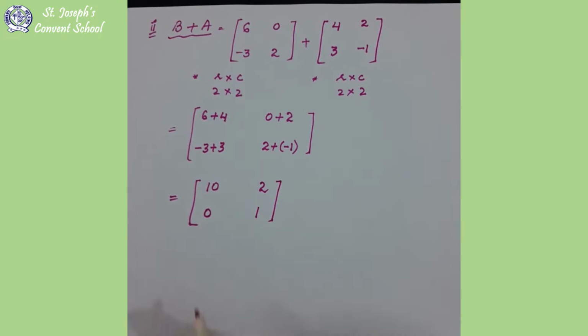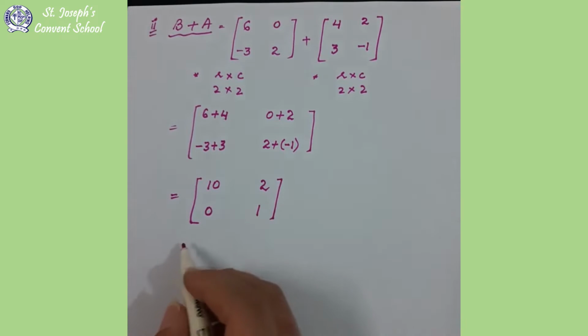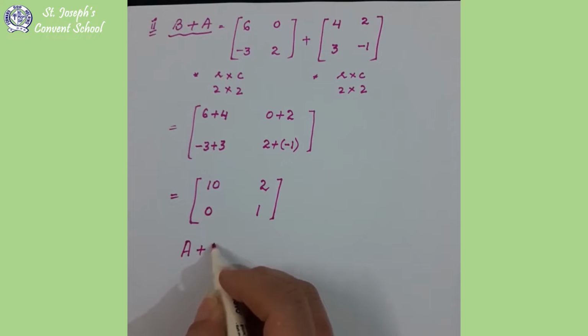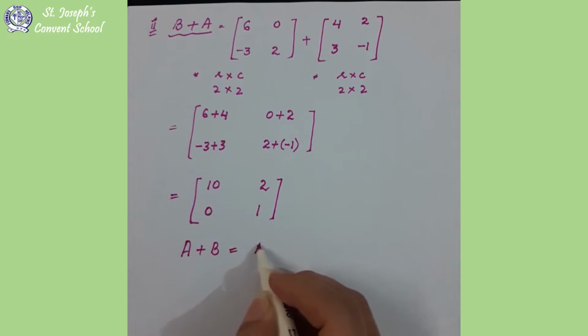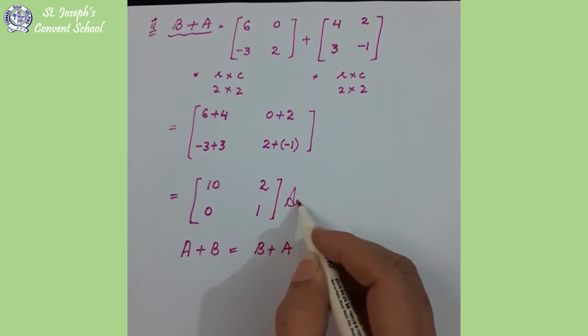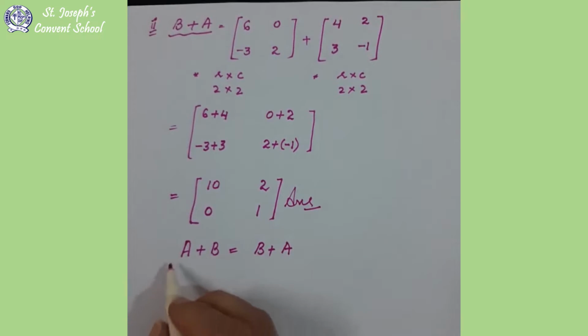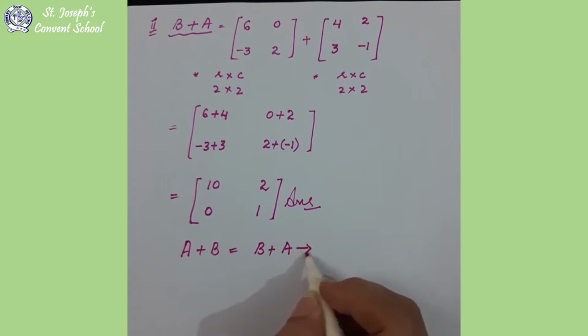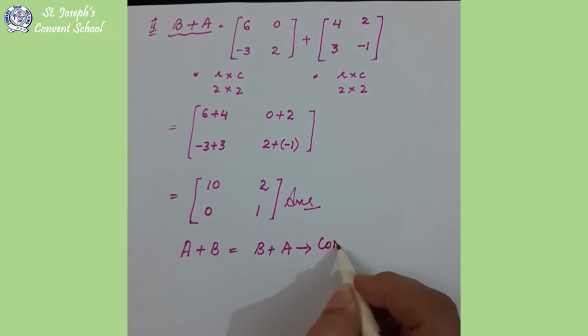If you check the answer of a plus b, it is also same as this one. So you can say that a plus b is always equals to b plus a. So this is known as commutative property. You have done it in the sets also.